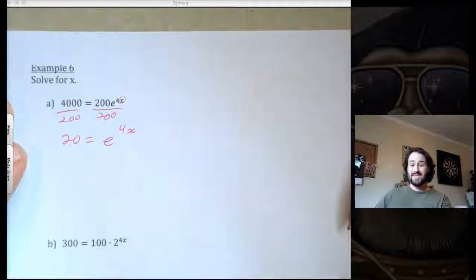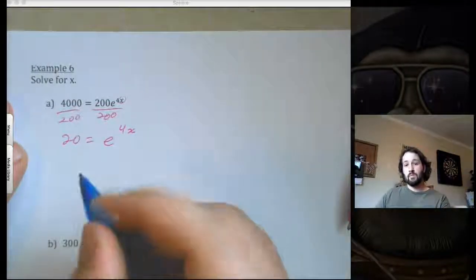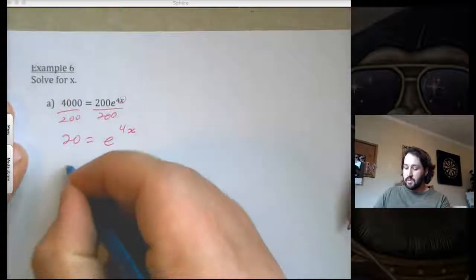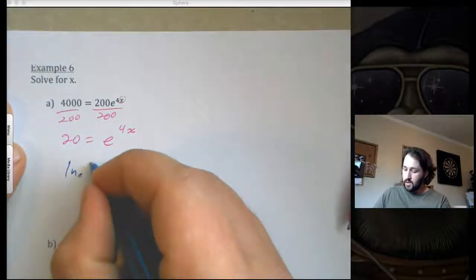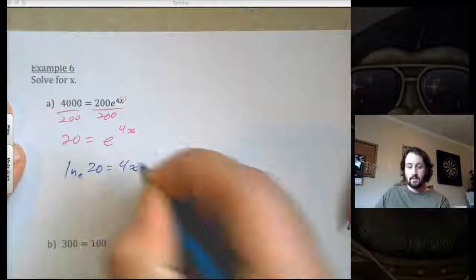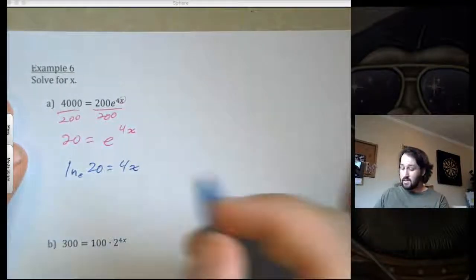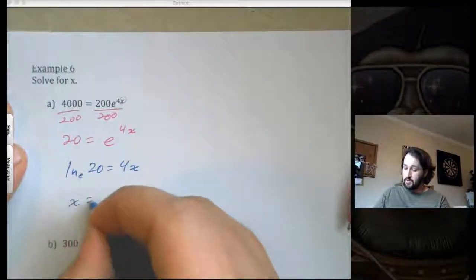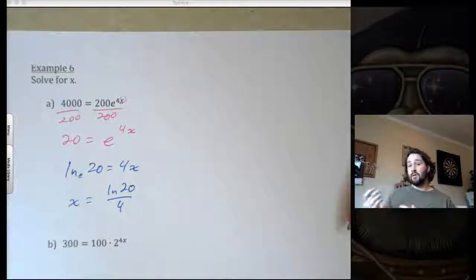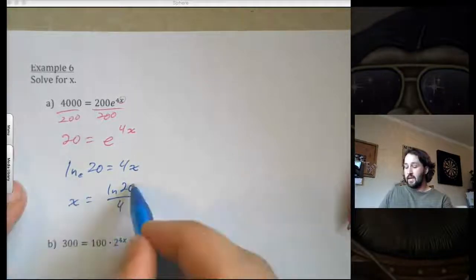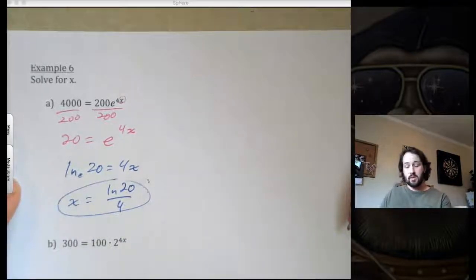So now I'm stuck in exponential form. Notice my base is e, so what I'm going to do is rewrite this as a natural log, so the base is e, of 20 equals 4x. So now to get that x by itself, I can divide both sides by 4, so x equals ln of 20 over 4. Later on, we'll actually estimate what this value is, but for now, just leave it as ln of 20 over 4. That's probably how you're going to see your answer.